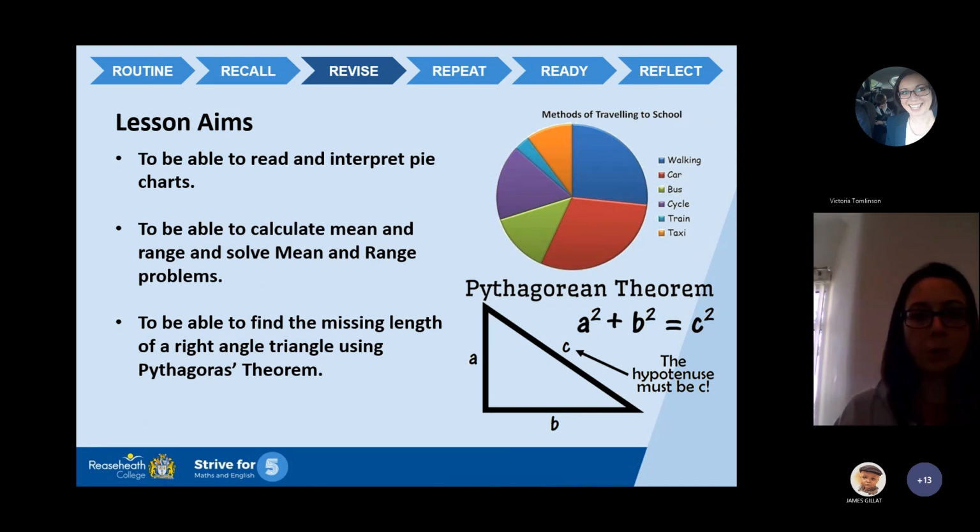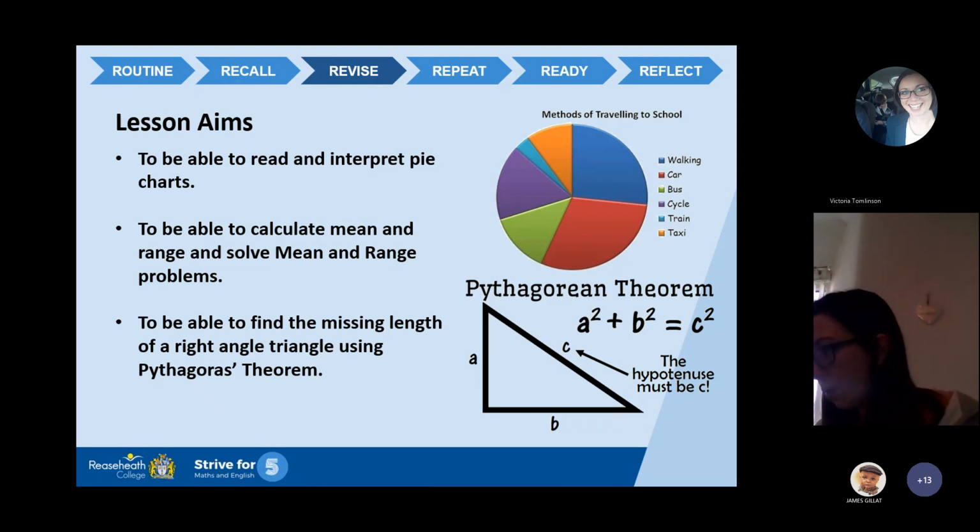So we've got mean and range problems and we've got Pythag left to do. Oh, I've not been looking at the chat. We've got lots of questions. Okay, Jack, sorry, I didn't see that. Don't worry about it. Lots of people are just saying that they've finished, so that's fine.